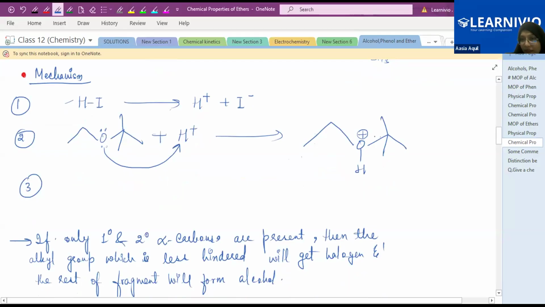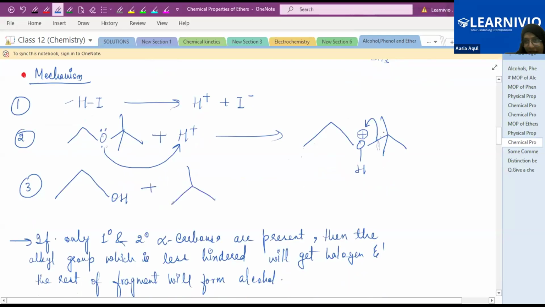So this bond will break, right? This bond will shift over here and this bond will break. So you will get an alcohol, CH3, CH2, and OH. Okay, now what about this group? When this group cleaves from here, you will get this tertiary structure.